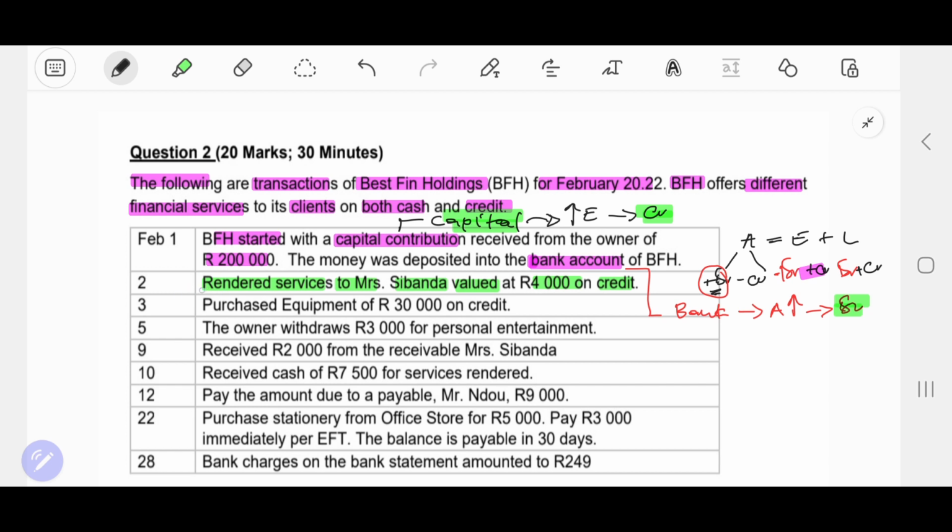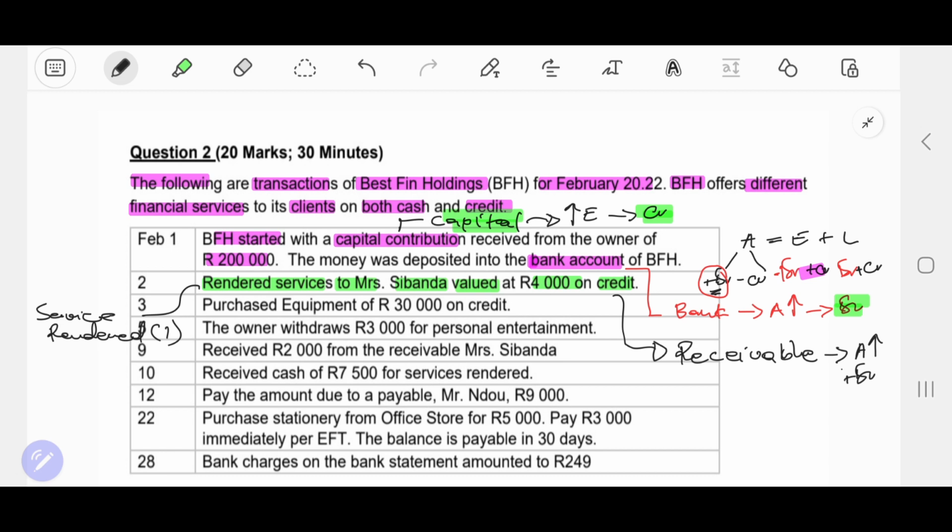So here you have your services rendered, and your services rendered result in income. When you render services, you are expecting to be paid. And because we rendered services to her on credit, it means that she will pay us later. At this level, we call it a receivable. We are expecting Mrs. Sibanda to pay us back at some point. So a receivable is treated as an asset because we are expecting to receive money from this person. So our receivables are going to go up because the number of people who owe us increases. It means that our assets increase, and assets increase on the debit side.